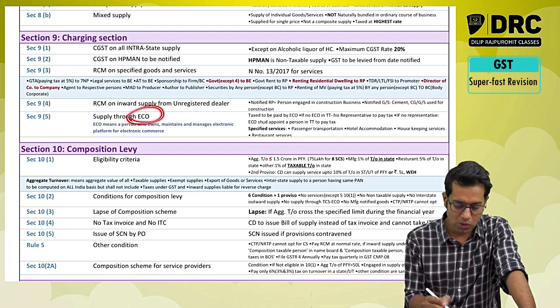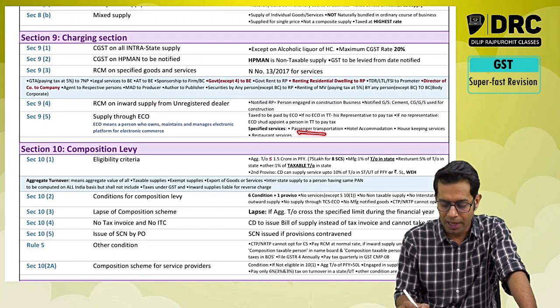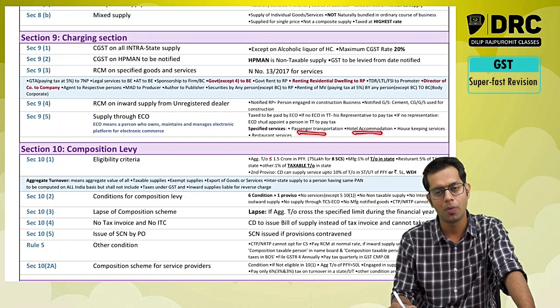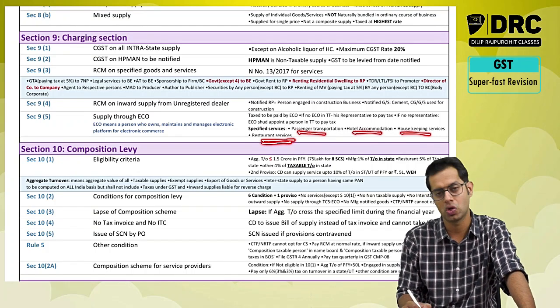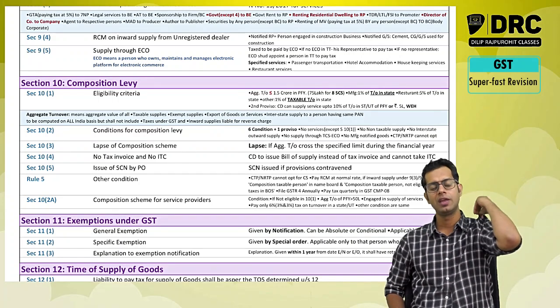Sir, what are the services notified under section 9 subsection 5? Sir, the services which are notified under section 9 subsection 5 are transportation of passenger services, hotel accommodation services, housekeeping services, and restaurant services. Section 10 talks about composition levy.